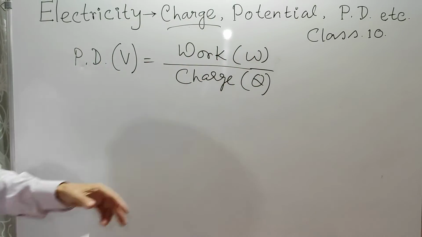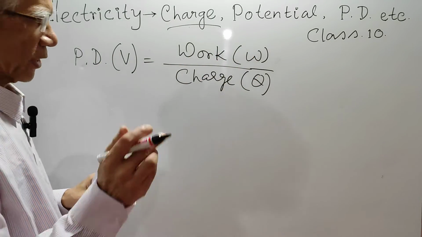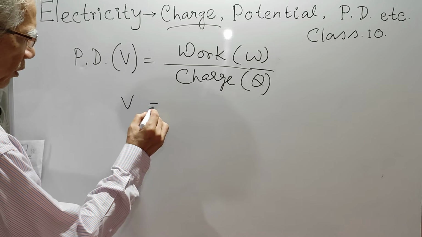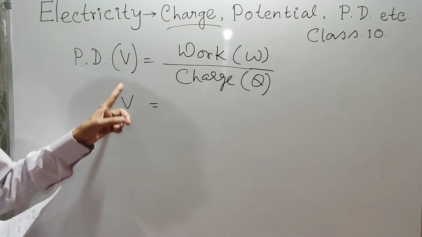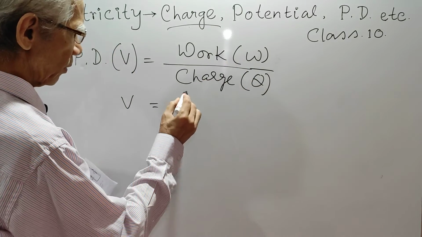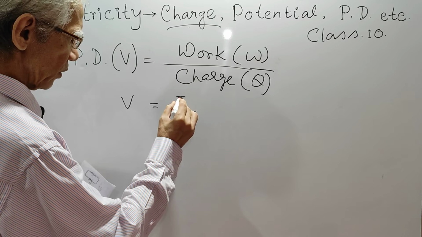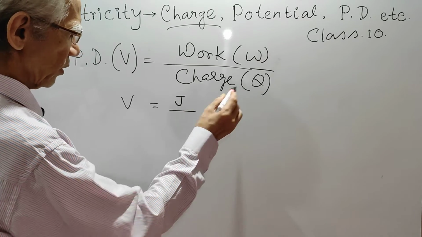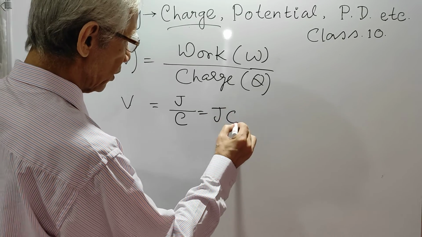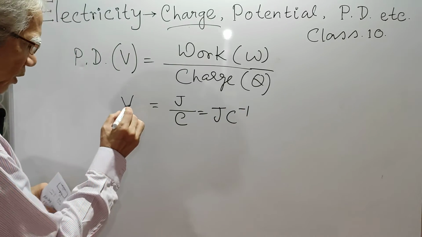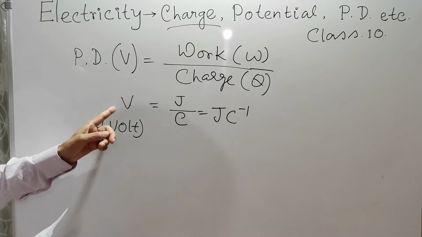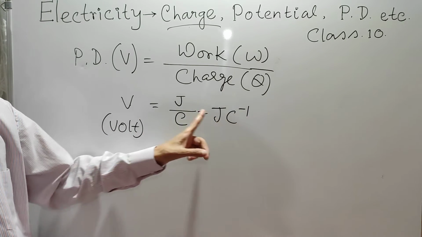Now with regard to SI unit, this will be volt. Volt and potential difference have the same symbol, V. So V equals W, work, whose SI unit is J, divided by charge, whose unit is coulomb C. So V equals J C minus 1. This V means volt. So the SI unit volt equals joule per coulomb.